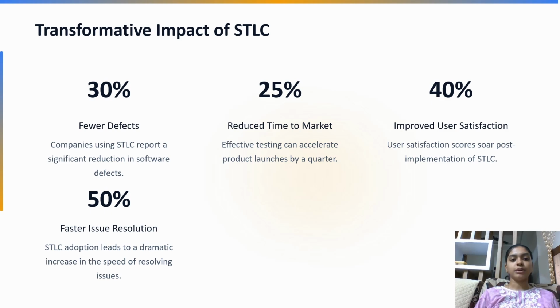Next, the transformative impact of the software testing life cycle. There are 30% fewer defects, 25% reduced time to market, 40% improved user satisfaction, and 50% faster issue resolution. Fewer defects: companies using the software testing lifecycle report a significant reduction in software defects. 25% reduced time to market means effective testing can accelerate product launches by a quarter.